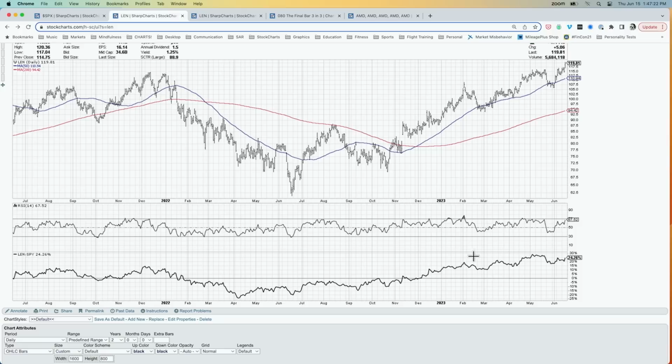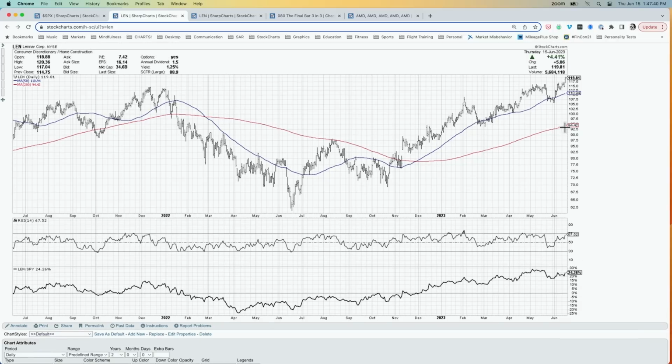The relative performance, or the relative strength line going higher, is so important because that tells you not just that the trend is positive, but that you're doing better than owning a passive vehicle like the SPY or the Qs or something. This is a simple ratio of Lennar versus the S&P. The fact that it's trending higher is what's so meaningful about this chart.